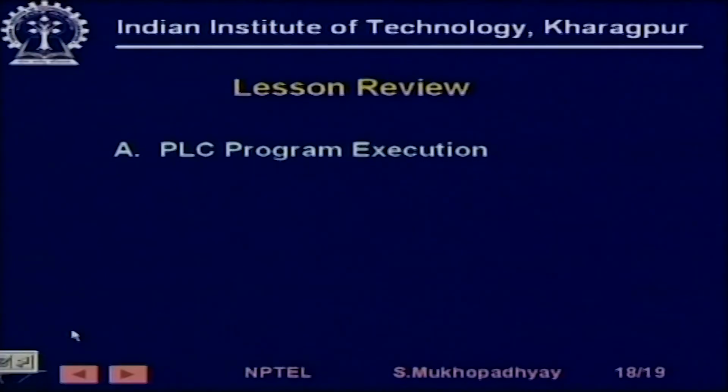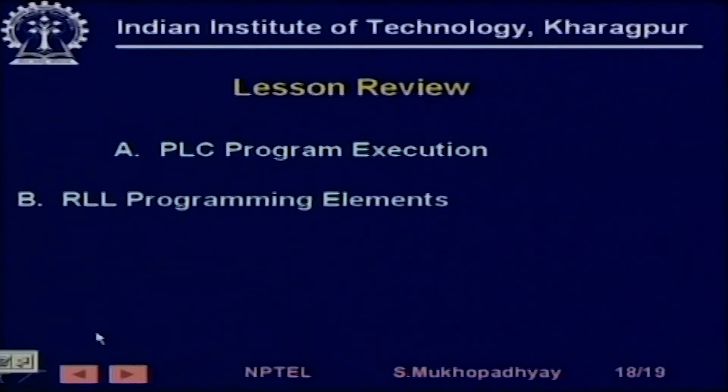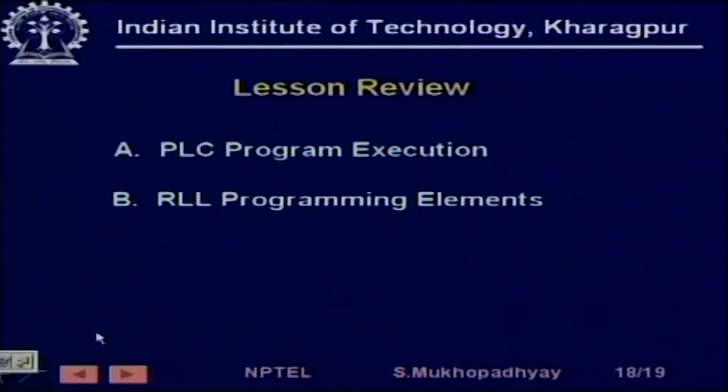To review the lesson, we have seen three major topics. One is PLC program execution. The second is the simple RLL programming elements of NC and NO contacts and input and auxiliary contacts as well as output coils. And finally, we have seen two simple RLL programs which have shown how to create interlocks and how to create alternating motion.